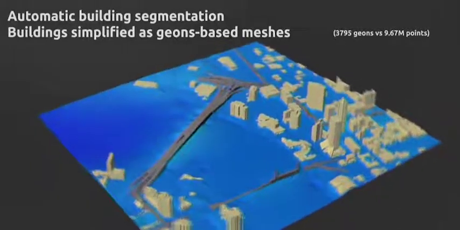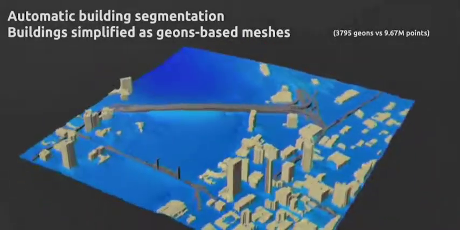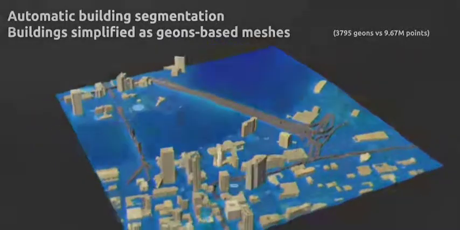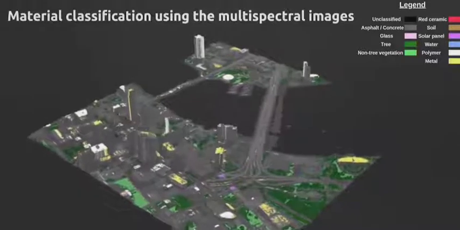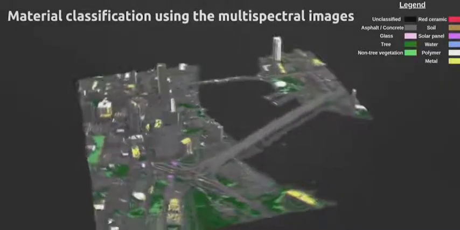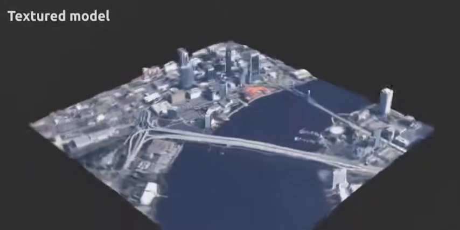Here's our segmentation, and they're all labeled. And this is the material classification. There's a little key up there on the right. I won't quiz you on what all those are. And the final textured model.